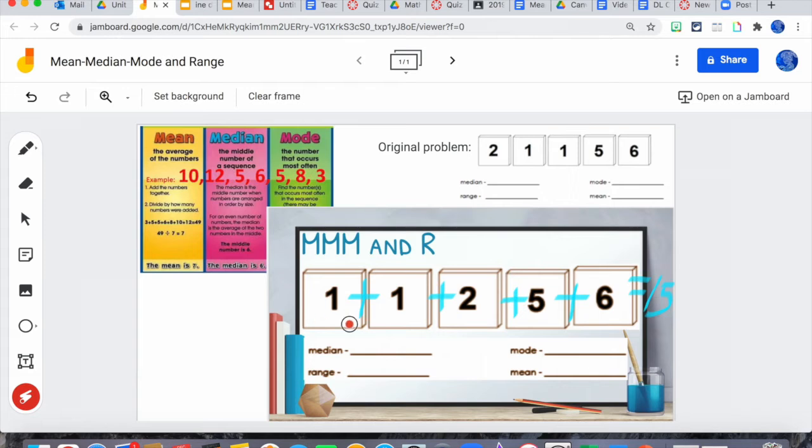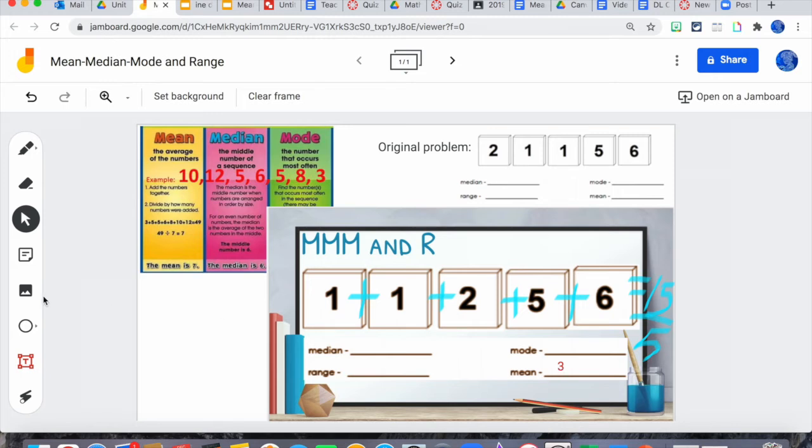Next, we're going to divide the total by the number of numbers. So 1, 2, 3, 4, 5. Remember, the mean is 15 divided by 5, we get 3.